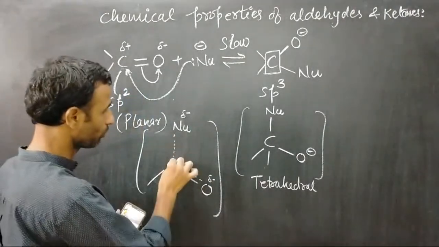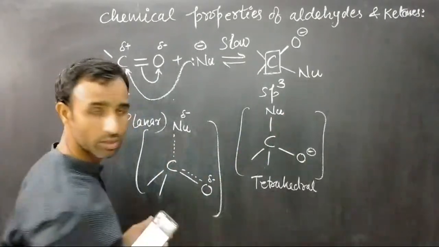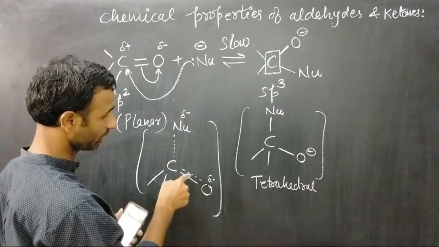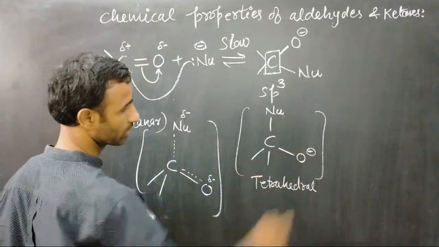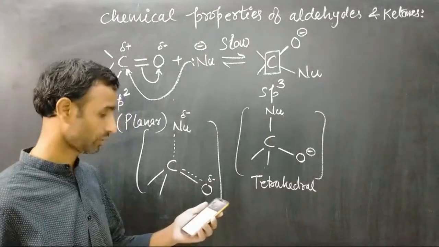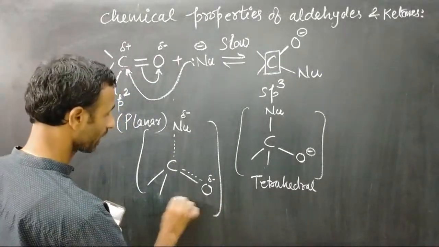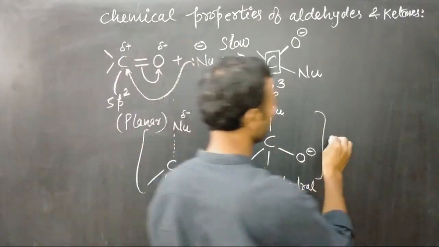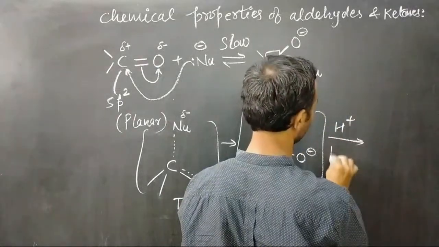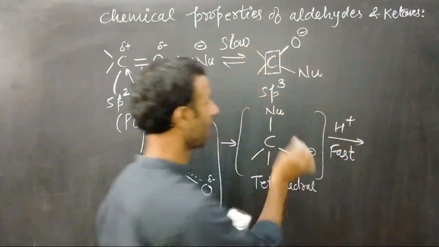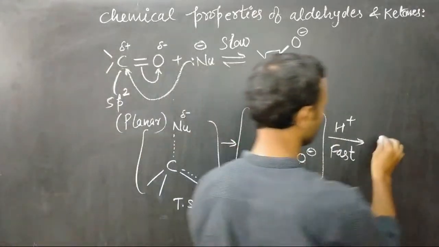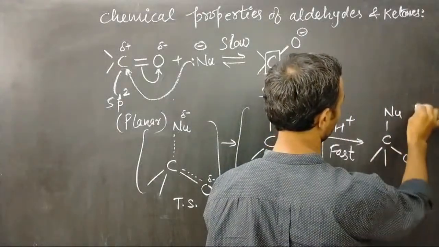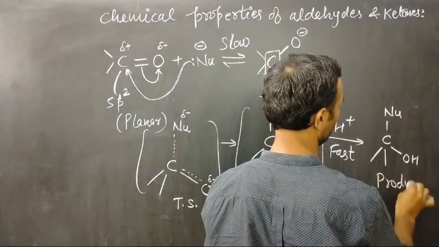So when this bond is formed completely, it becomes neutral. Means bond is formed completely and this pi bond breaks. So O gets complete negative charge. So this is the transition state. And we get this product, and then H plus ion. This is fast because there is an ionic reaction now, and we get the desired product. So this is the product formed.